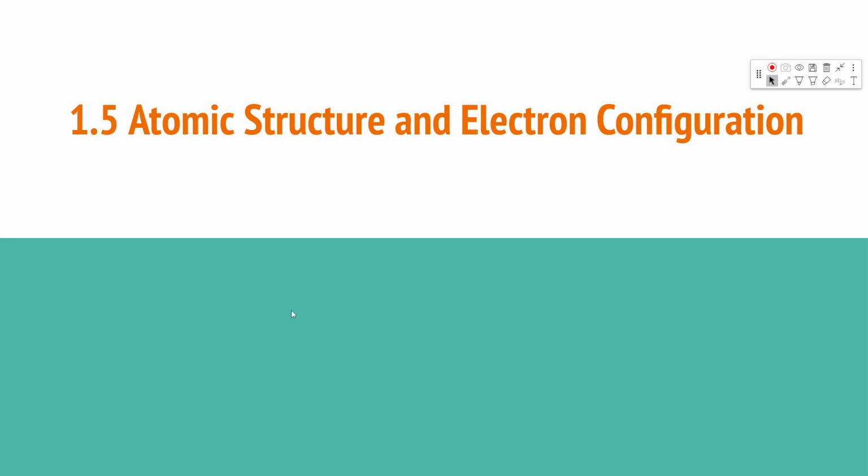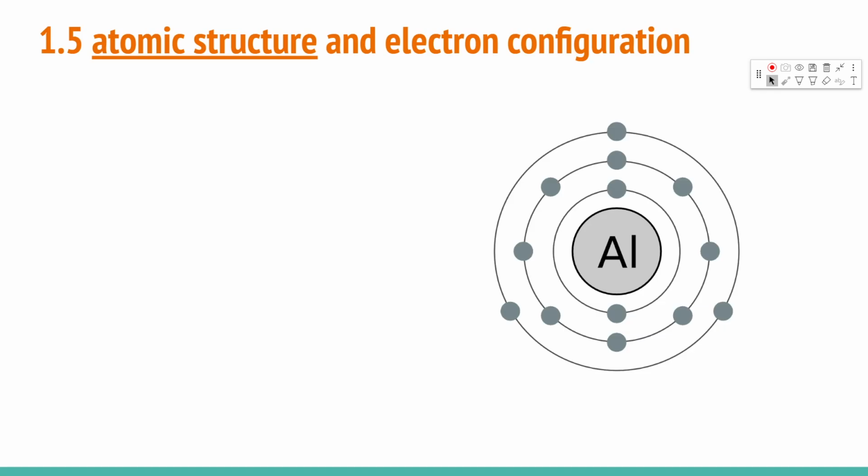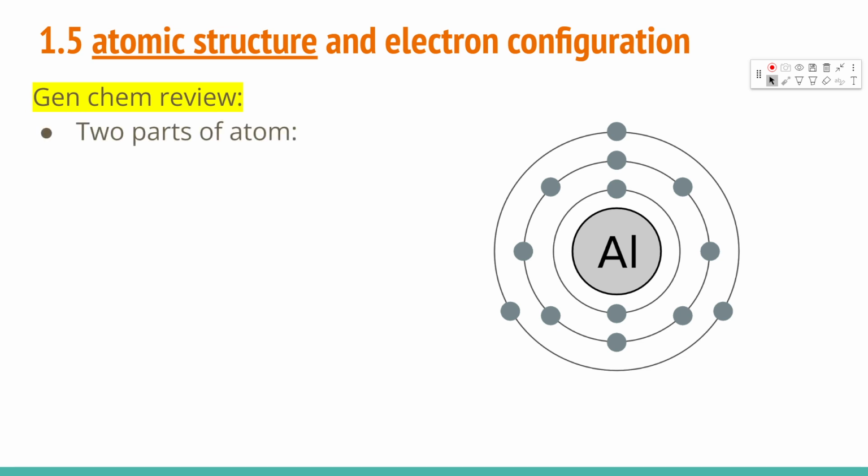Alrighty, 1.5, atomic structure and electron configuration. So let's focus on some Gen Chem review about the atomic structure and how it's not quite as accurate as what we've talked about previously if you have taken general chemistry. So we have two parts of the atom.